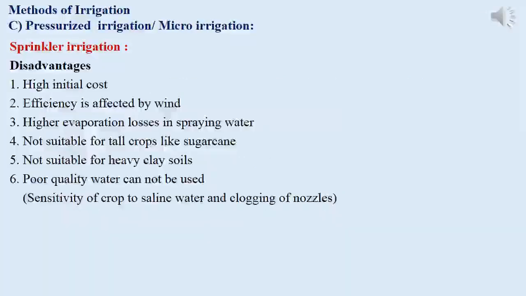Now, which are the disadvantages of sprinkler irrigation system? By using this system, the high initial cost, then efficiency is affected by wind and higher evaporation losses in spraying water. Then this method is not suitable for tall crops like sugarcane. Then also this method is not suitable for heavy clay soils. Then poor quality water cannot be used because of sensitivity of crops to saline water, and clogging of nozzles is also observed.